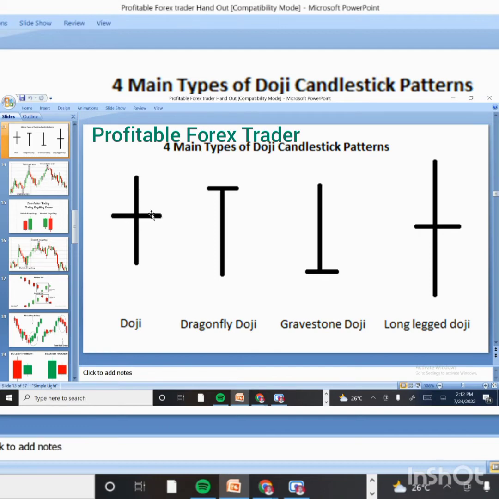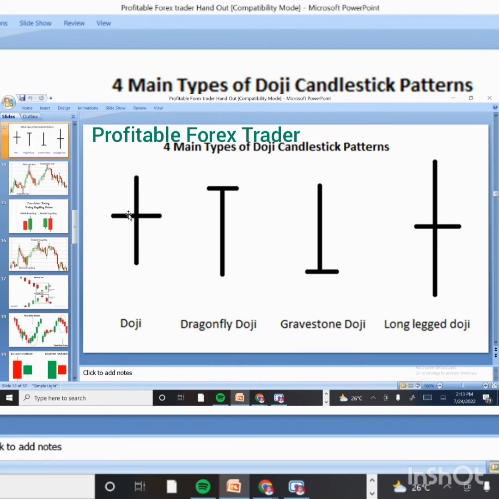Or when it opened at this point, the buyers pushed the price up, the sellers came in, pushed the price down, and then it came back and closed at this point. What this is telling us is this: the opening price and the closing price are the same. The price opened at this price and then closed at this same price at which it opened.